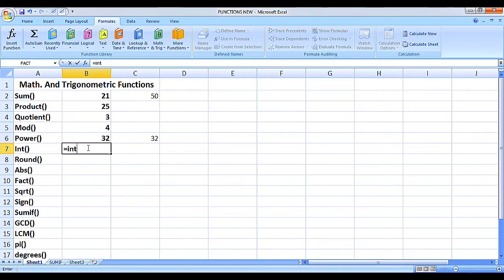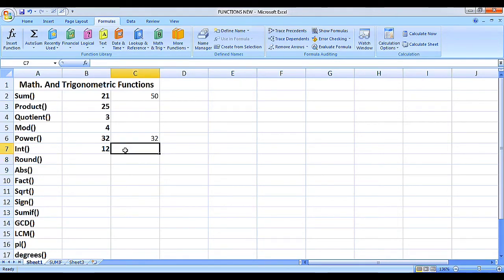Next one, INT function. This function is used to round down a number to the nearest integer. Usually we round down fractional values. Round down means it will return a number which is less than or equal to the argument. For example, if the number is 12.678, it returns an integer which is less than or equal to 12.678. So the answer is 12.